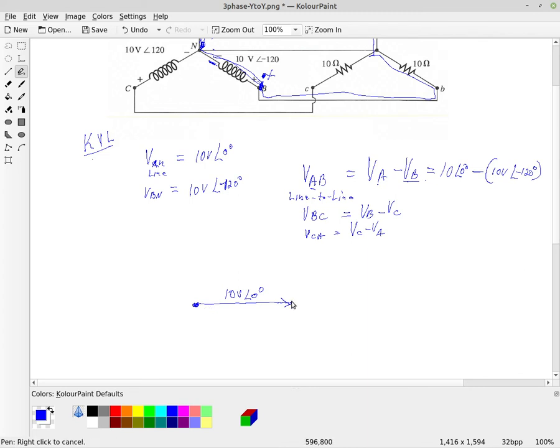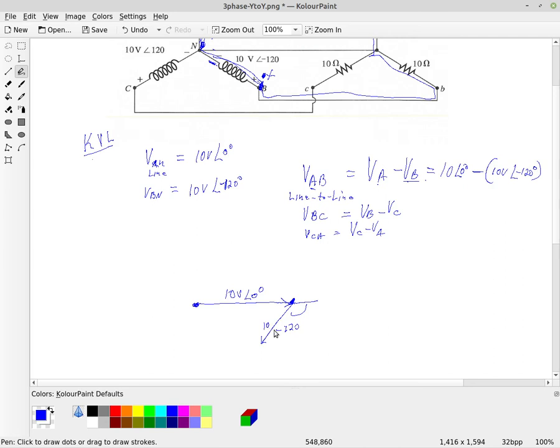Okay, so we're starting here, and we have the voltage is 10 at an angle of minus 120 degrees. So this is the angle minus 120 degrees. I'm sorry, that's not the angle minus 120 degrees. Minus 120 degrees would be over in this direction. So the angle here would be minus 120 degrees.